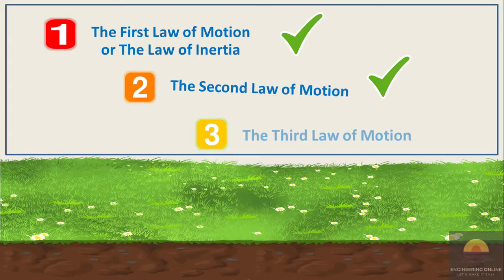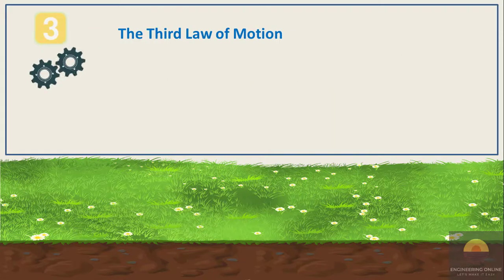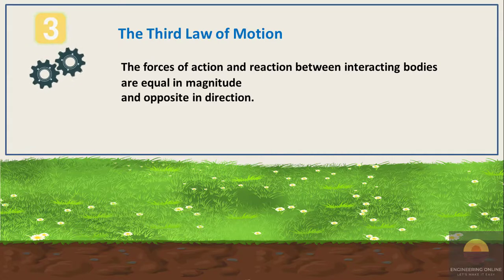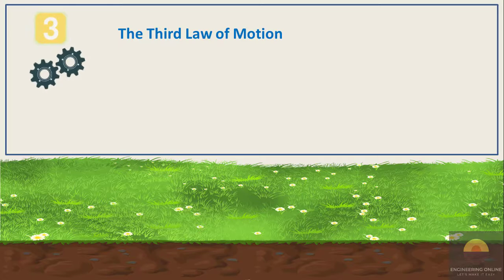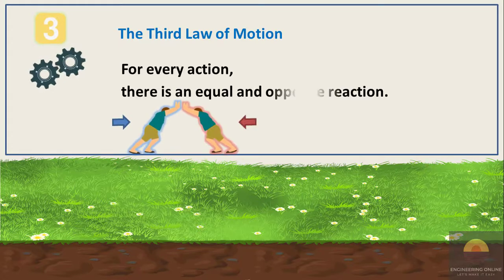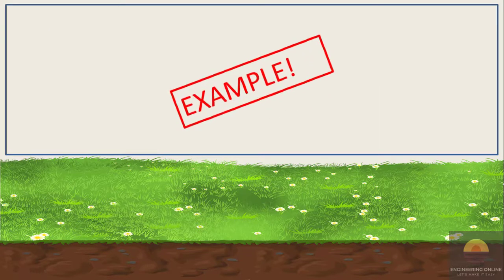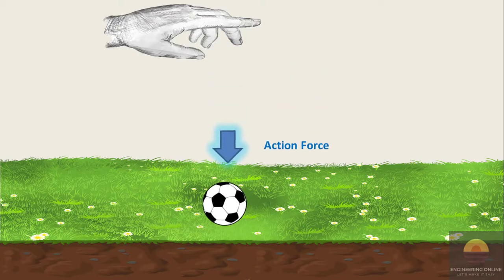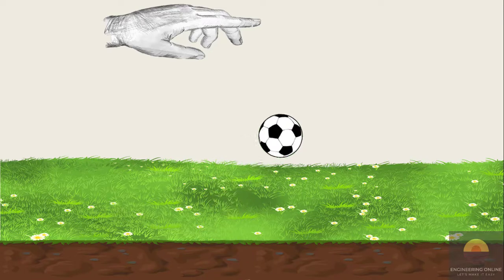Now, for the third law of motion. The forces of action and reaction between interacting bodies are equal in magnitude and opposite in direction. Or simply saying, for every action, there is an equal and opposite reaction. For example, back in example 2, as the ball hits the ground, the ground also puts an equal force back onto the ball, making the ball bounce back. The ground pushes the ball up.